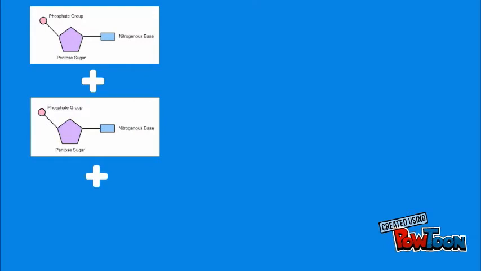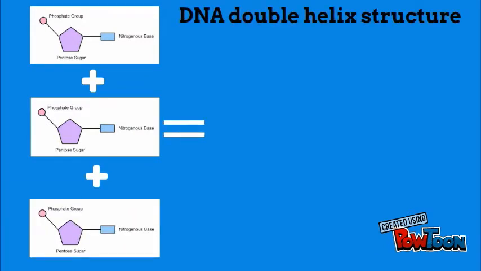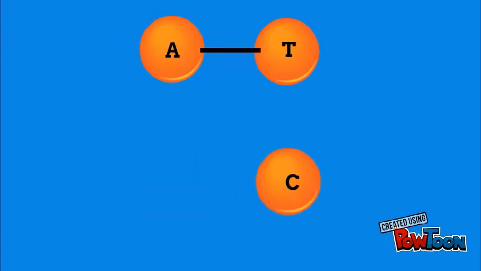Nucleotides in DNA join together to form the DNA double helix structure that Crick and Watson first discovered in 1953. This consists of a sugar and phosphate backbone and bases located in the middle. The backbone is joined together by a phosphodiester bond, and the bases are joined together by hydrogen bonds, keeping the double helix structure intact. In DNA, adenine only bonds to thymine and cytosine only bonds to guanine.